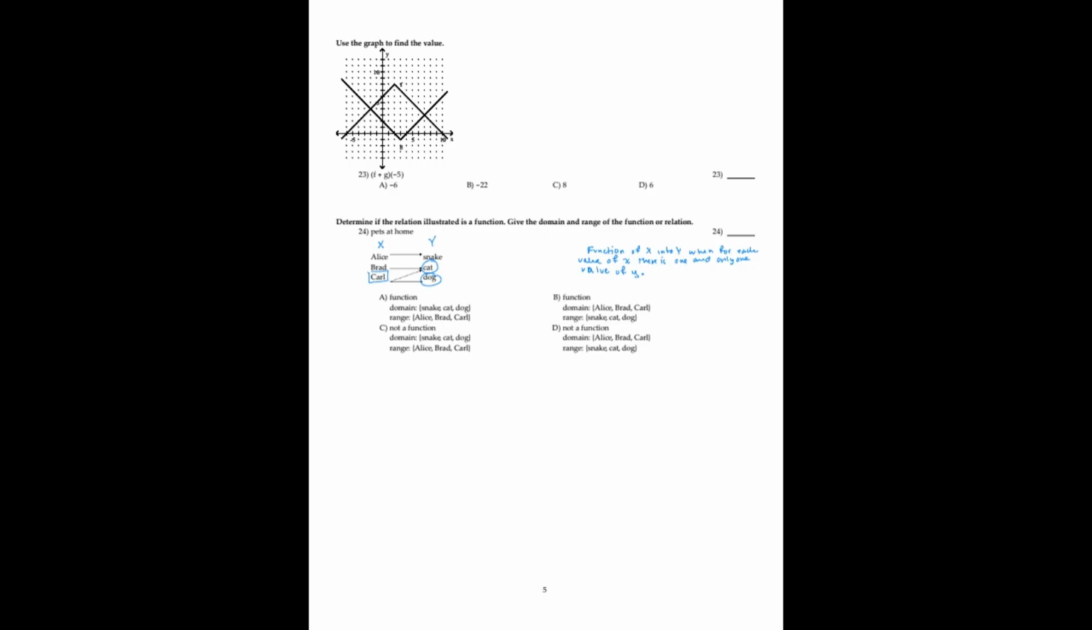They say for each value of x, for each element of x, there is one and only one value of y. So they have to be in a one-to-one correspondence from x to y. So this should not be a function. Now, when they ask what is the domain? The domain are Alice, Brad, and Carl.